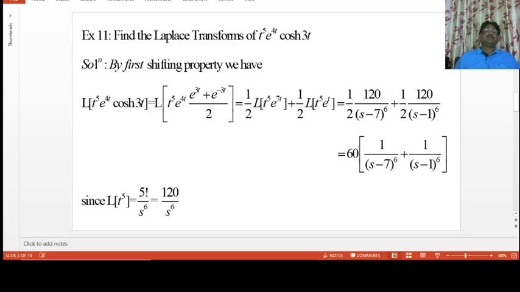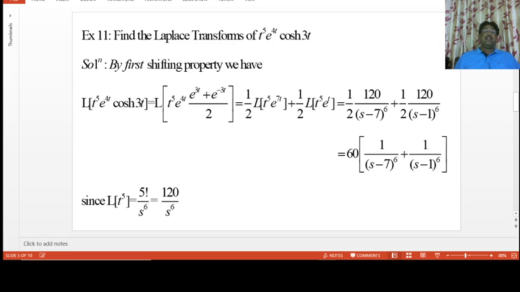One more example here. Find the Laplace transform of t raised to 5 e raised to 4t cos hyperbolic 3t. Here in this case, we can first make use of the definition of cos hyperbolic 3t. Afterwards, we can calculate that and make use of the first shifting property. Here, e to the power 4t into cos hyperbolic 3t. Keep the t raised to 5 e raised to 4t as it is.